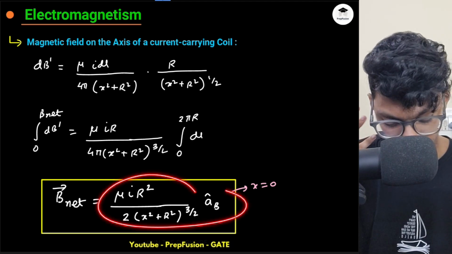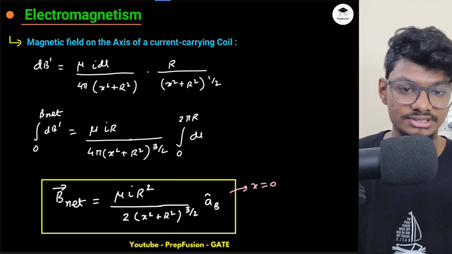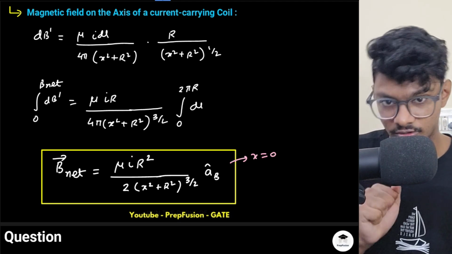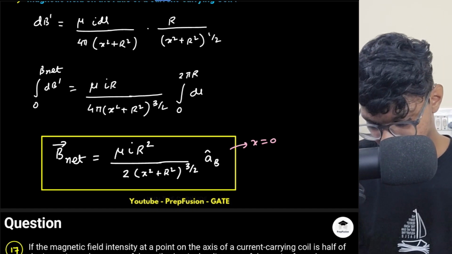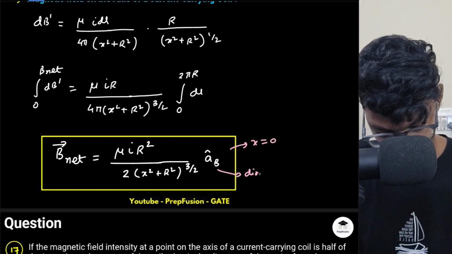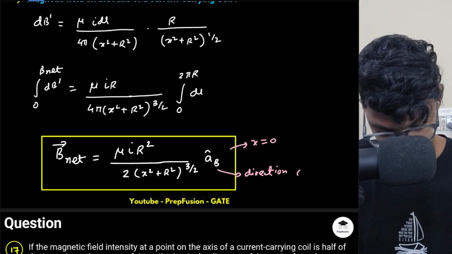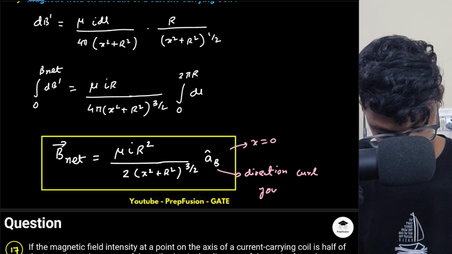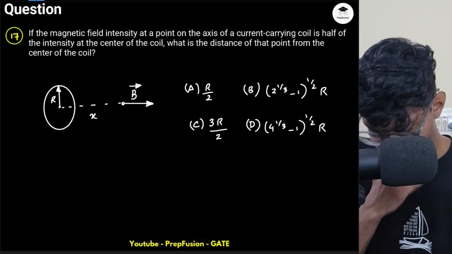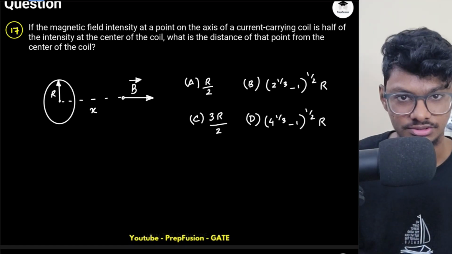Okay, this also lets you check whether the expression is dimensionally correct or not. So this is the formula, and for direction, I hope you know, just curl the fingers. Curl your fingers. Okay, so let's solve one basic question with the help of this.